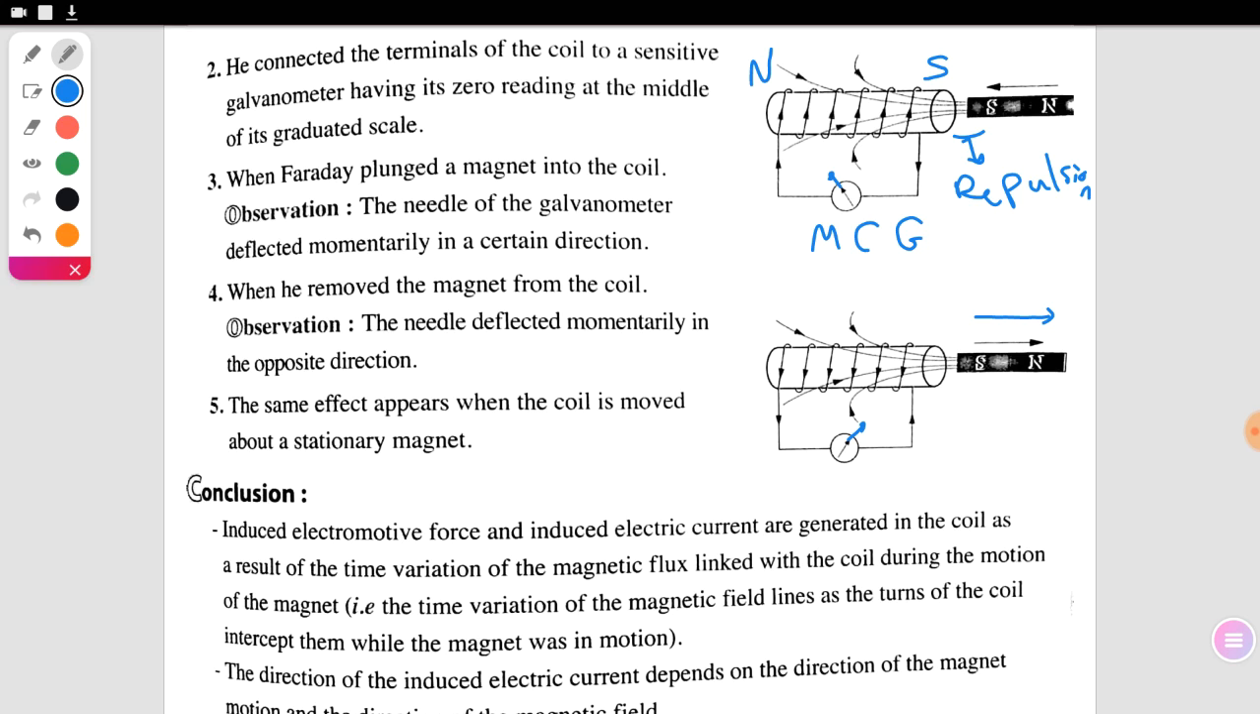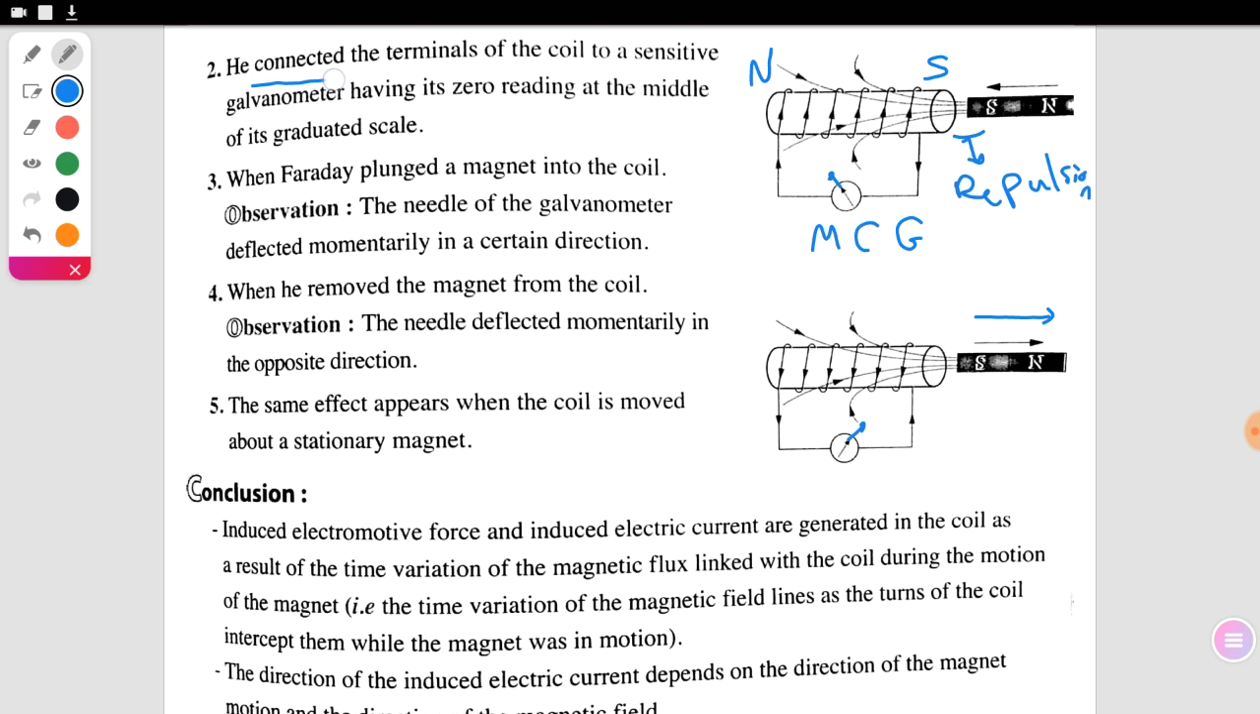When the direction of motion of the magnet is reversed, the direction of the induced current is reversed. When we use the north pole instead of the south pole, we observe that the direction of the current is reversed. This means that the direction of the induced current depends on the direction of the magnetic field and the direction of motion of the magnet.